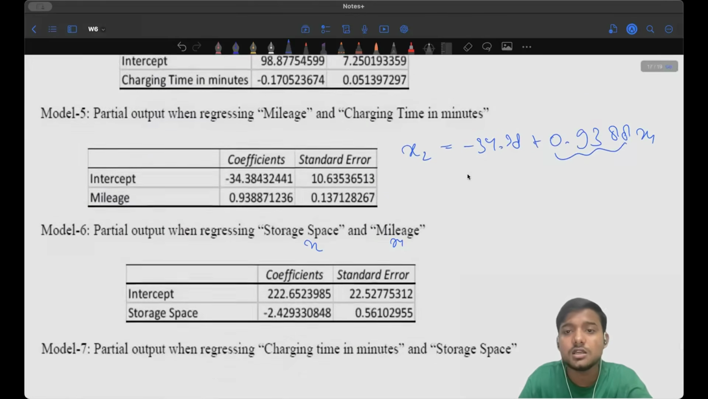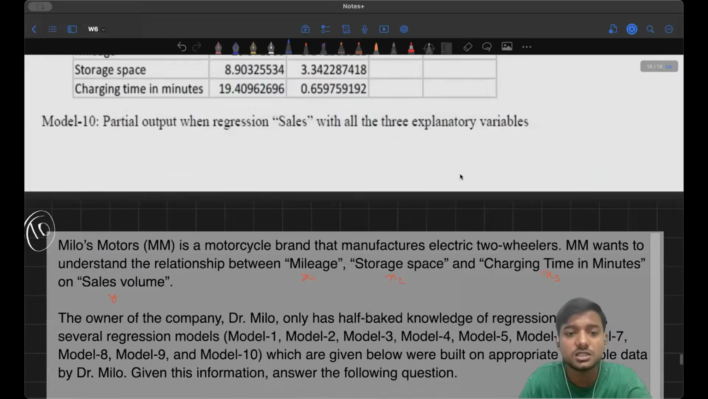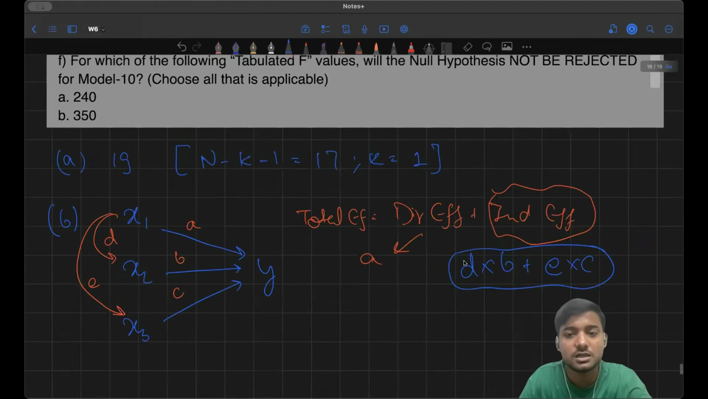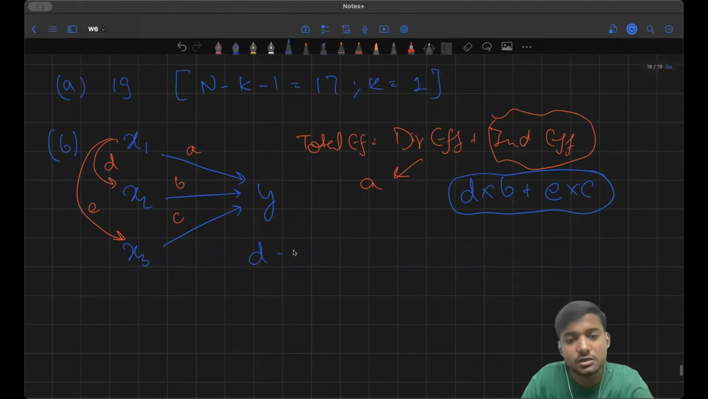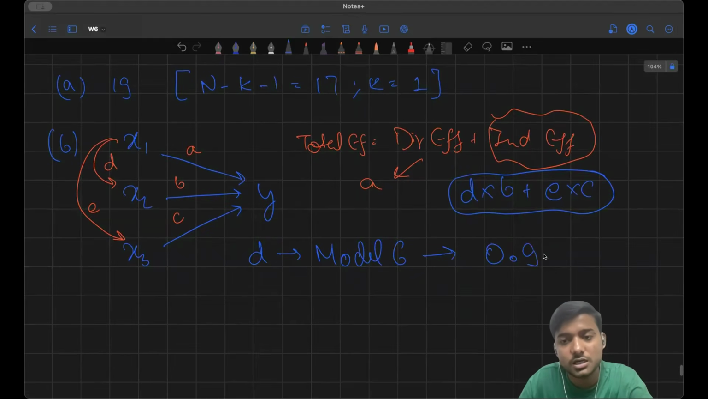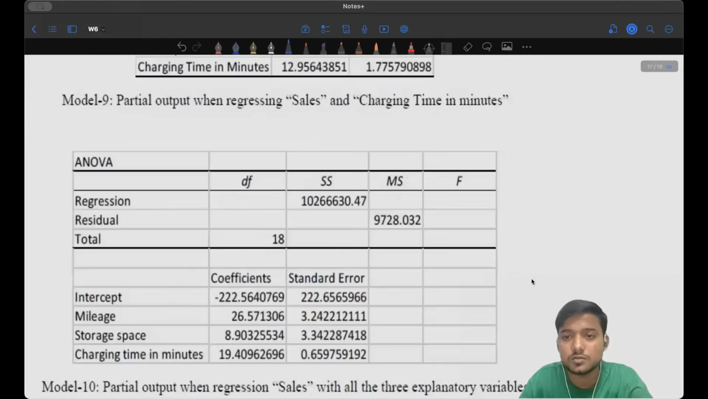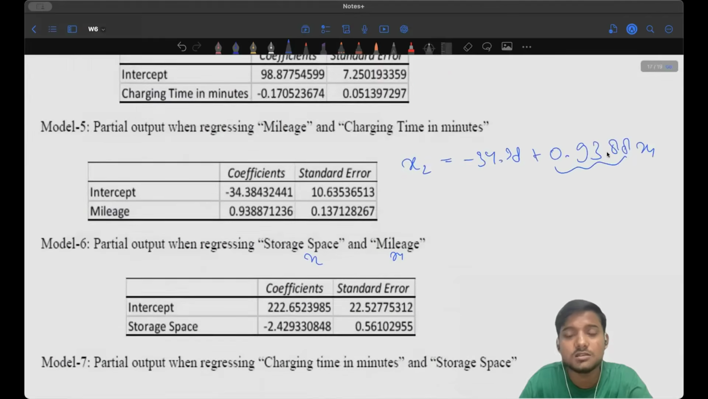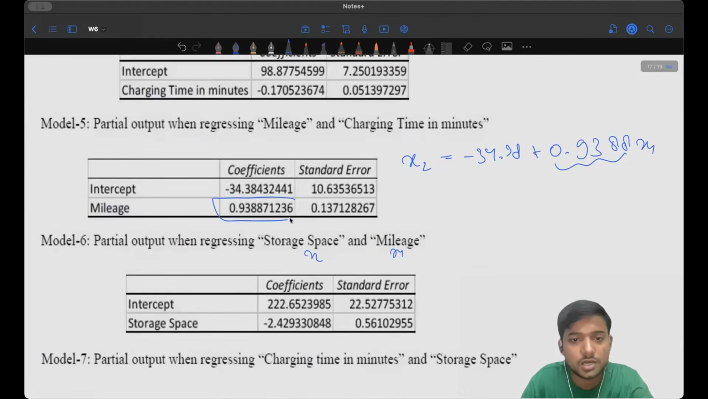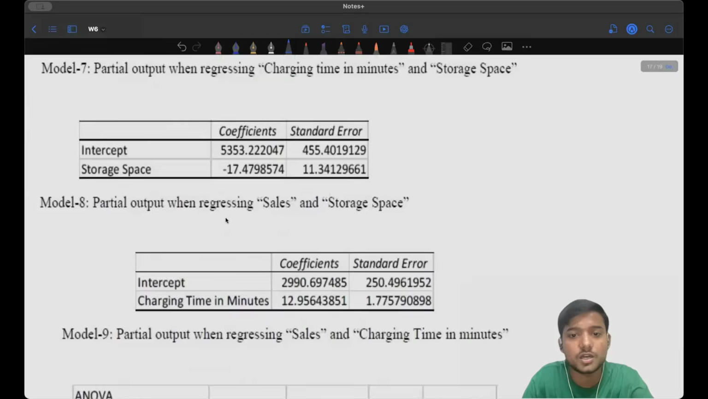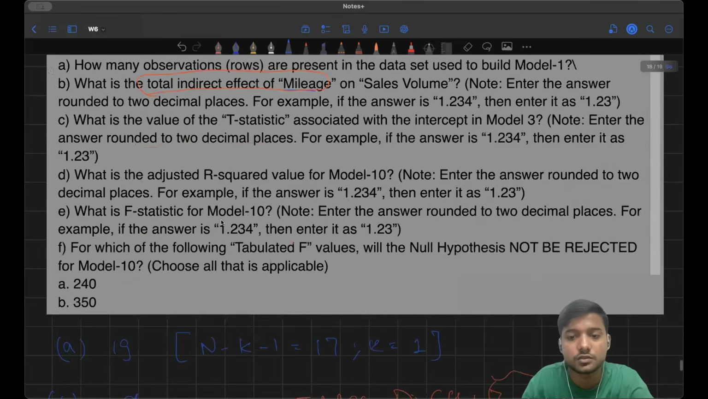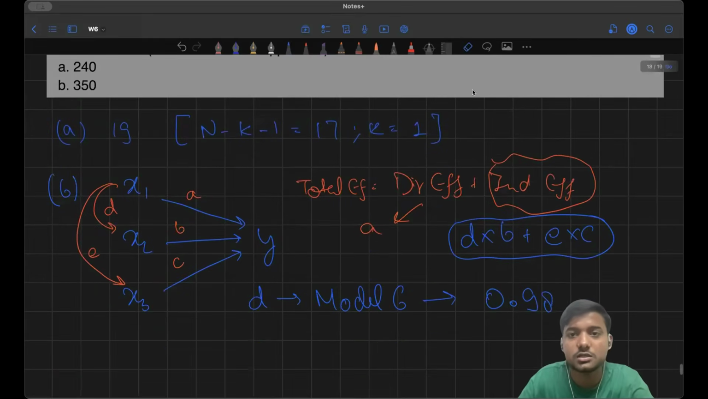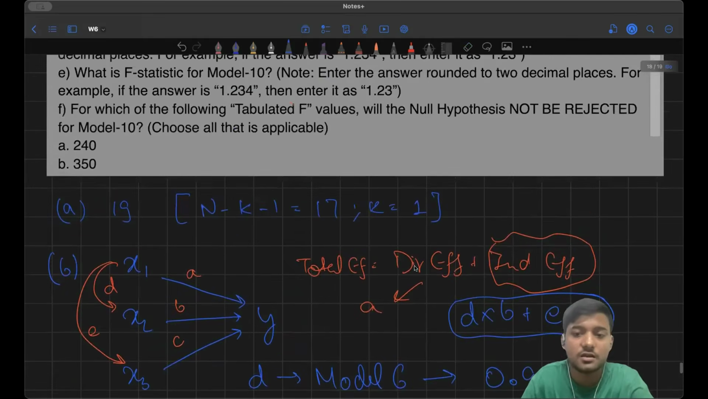Similarly, you see this d value which you are seeing here, this d is coming from model 6, and this is going to be 0.9388. So this value is going to be my D, 0.9388. I'll write it here, 0.9388. Then we have B.